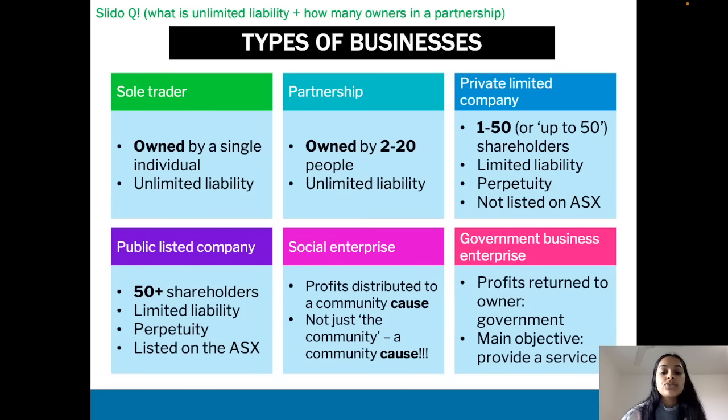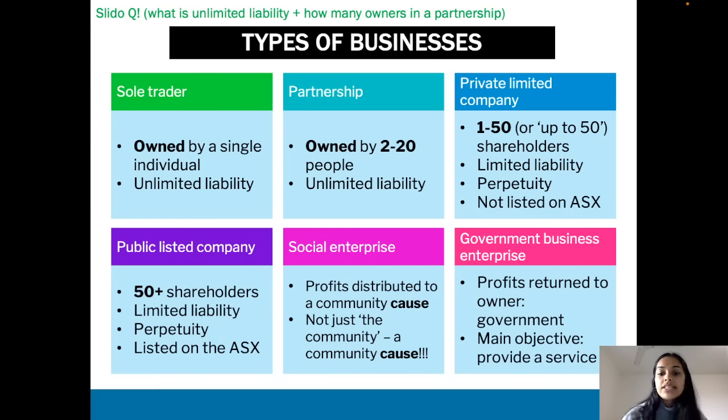It's sort of like an issue, a problem within the community, and a social enterprise exists to support, alleviate and address those sorts of issues and problems within the community. So therefore, their profits are directed towards that community cause.